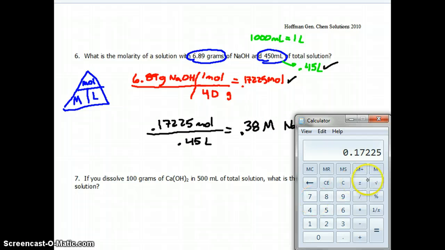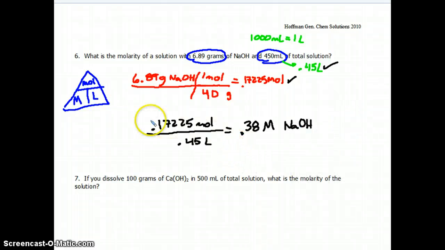We can double check. Let's just do it right here. Divided by 0.45. Yep, 0.38, which is just fine. All right, so that's calculating molarity if you're given a certain gram amount of a solute and a certain volume.